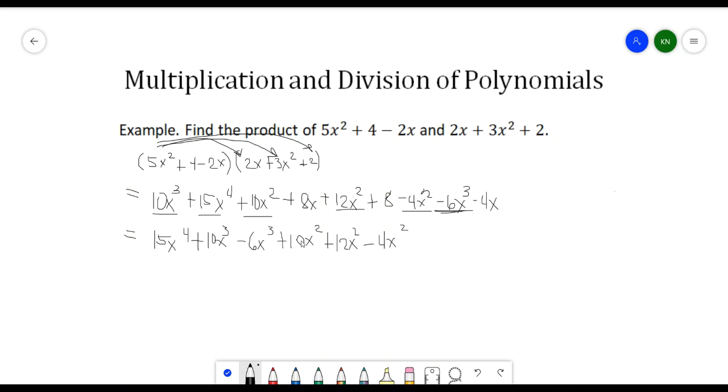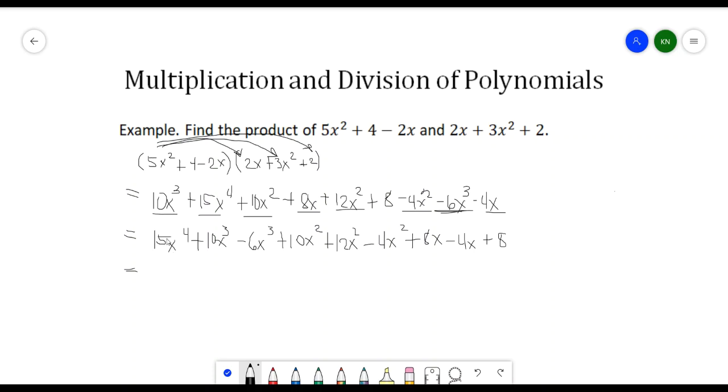And the next one is the power of 1 or equivalent to x. So we have 8x. And we also have minus 4x. And the constant of our answer, which is 8. So you just have to write it there. Now, if we can still simplify or eliminate some terms, then it is really required to simplify those terms.